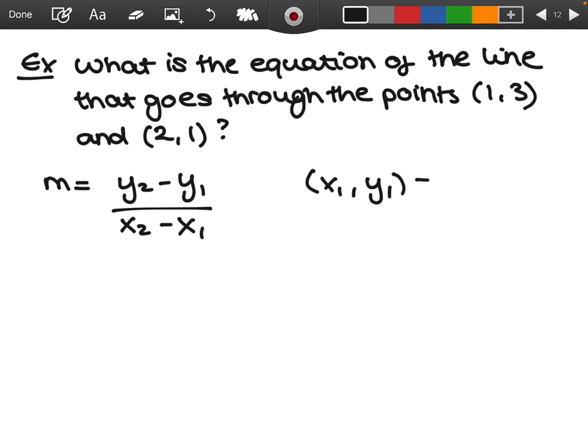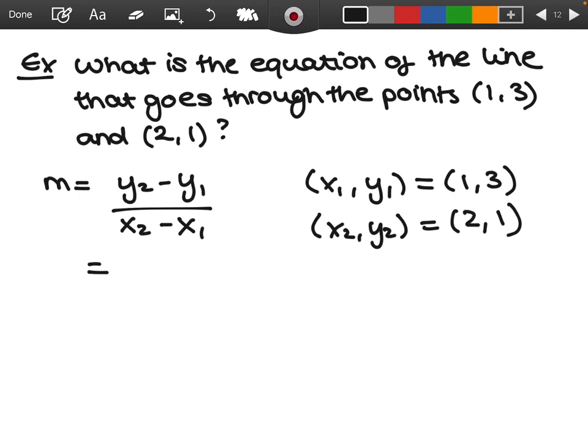I'm going to say that x sub 1, y sub 1, I'm going to call that the first point that was given to me. And then x sub 2, y sub 2, it's going to be (2, 1). Again, you can put these the other way around. You would still get the same slope. It doesn't matter. You can try it out if you want. But whichever way you label it, you will still get the same slope m. So if I plug this in, I'm going to get y2, which is 1, minus y1 is 3, over x2 is 2, minus x1 is 1, which gives me negative 2 over 1, which is just negative 2. So that agrees with what I actually had before. My slope was negative 2.